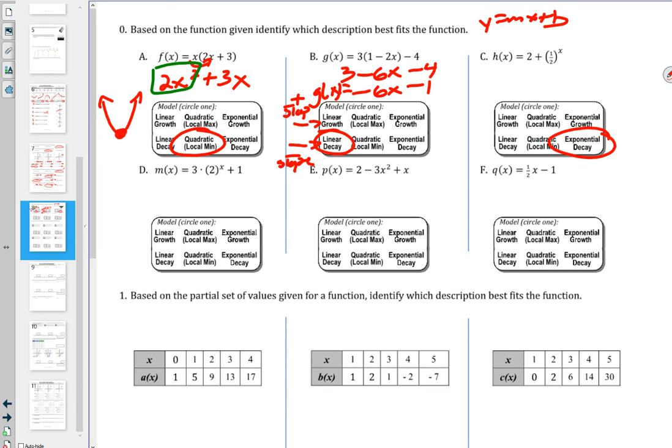Look at D. D also has the variable up in the exponent. But now the base is greater than 1. So what's this one going to be? Growth.